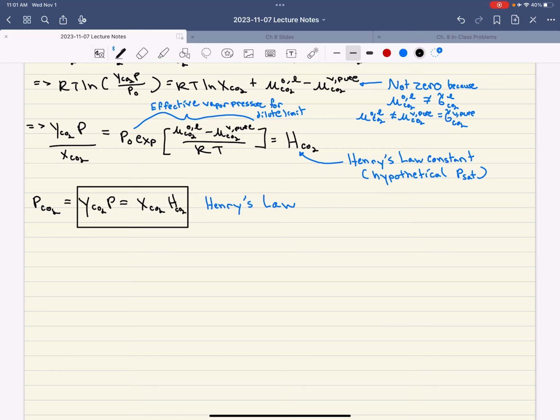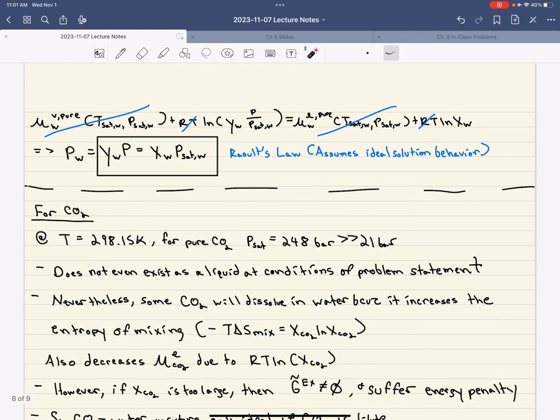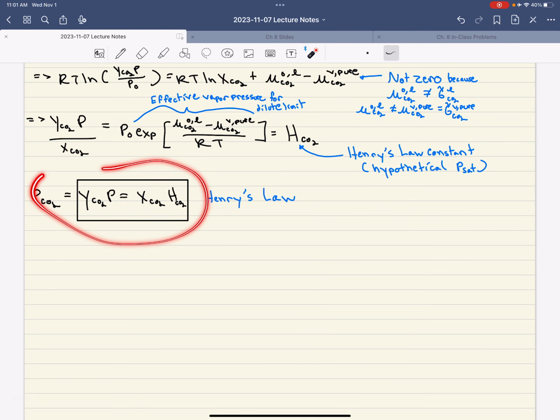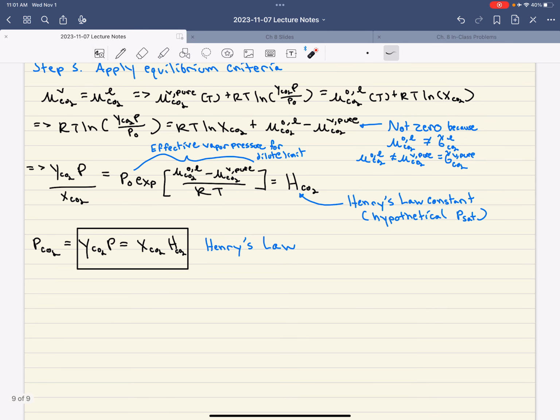So by using the chemical potential framework, we were able to derive classical equations that relate the composition of a liquid phase to a vapor phase. So we were able to derive Raoult's law, which once again assumes ideal solution behavior. And we're also able to derive Henry's law, which applies for species that have sparing solubility in the liquid phase. Of course, some of the assumptions we made throughout this derivation are a little bit tricky.